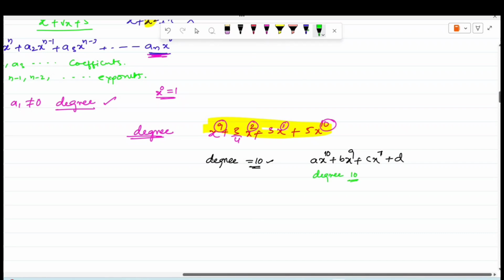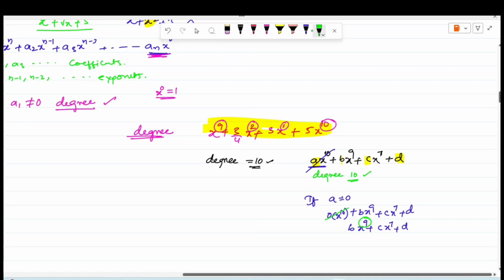Can we say directly that the degree is 10? Is that correct? Absolutely not. Why? Because we are not aware of the coefficient of x power 10. It may be 0. If a is equal to 0, this term will not exist; 0 into x power 10 eliminates it. So we are left with b into x power 9 plus c into x power 7 plus d. Students should be aware that a, b, c are coefficients, not variables, and that's why this term is eliminated.